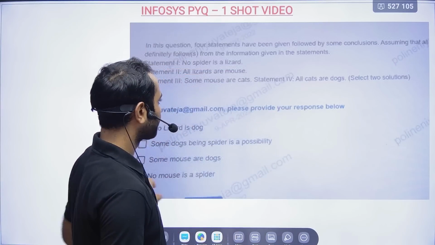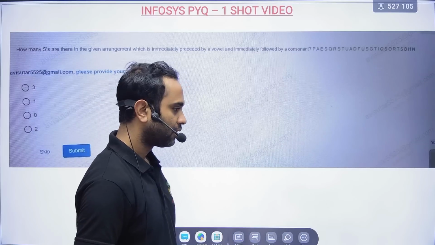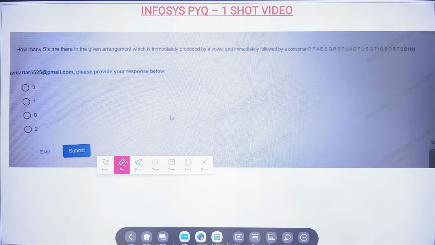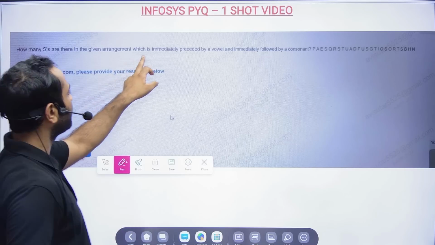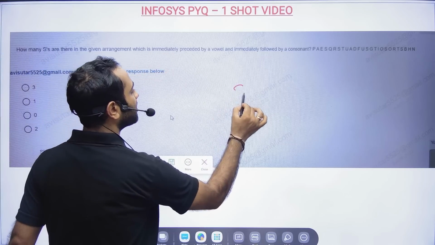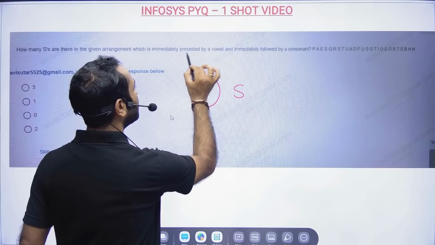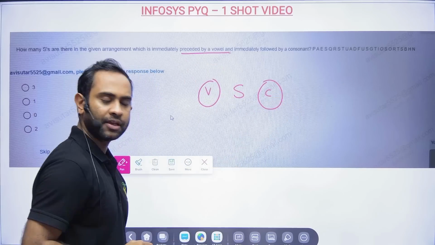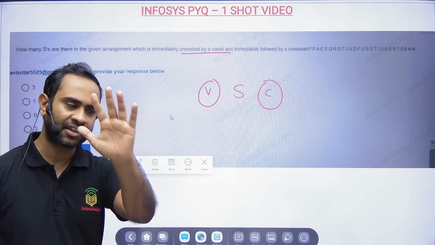Okay, let's go to the next question. How many S are there in the given arrangement which are immediately preceded by a vowel, and after that there is a consonant? You know how many vowels there are? There are 5 vowels.